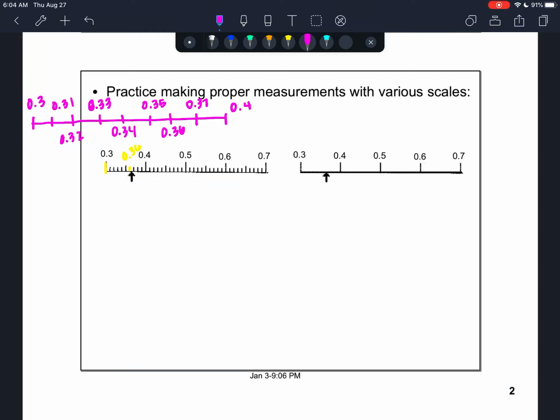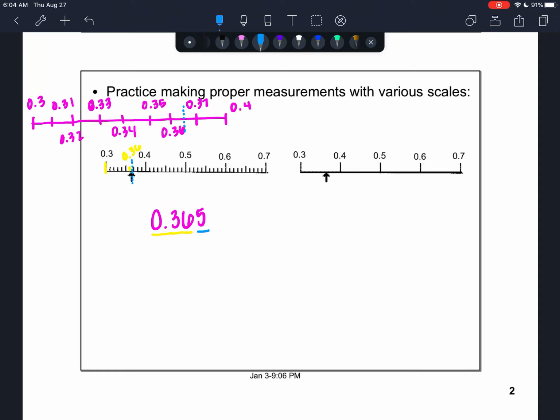0.36. So what do I know for certain in my measurement? I know that this arrow is at least 0.36 units. My uncertainty is going to come from how much farther past 0.36 it is. And it looks like it's right in between. If I were to look on my expanded ruler, it looks like it's right in between 0.36 and 0.37. So I could estimate that it's maybe 0.365. So if I were to color code my measurement, 0.36 is what I know for certain, and this 5 is my uncertain digit.